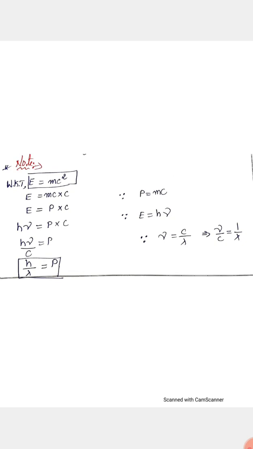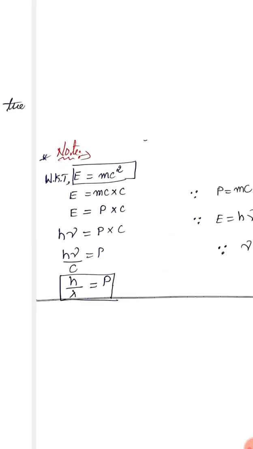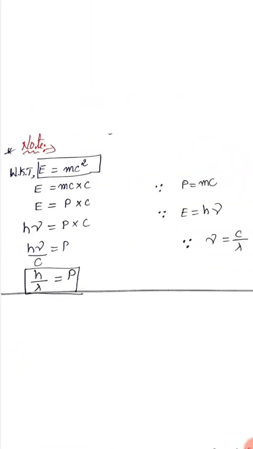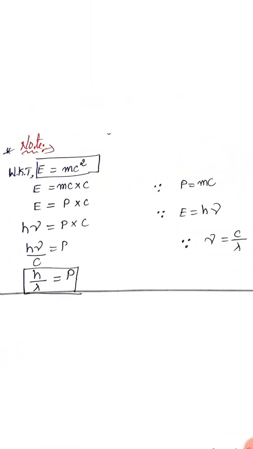Here you can observe the Einstein mass energy relation. I think you are familiar with this equation, the Einstein mass energy relation, that is E is equal to what? mc square. m is mass, c is the speed of light, and E is energy. This is the relation between energy and mass.